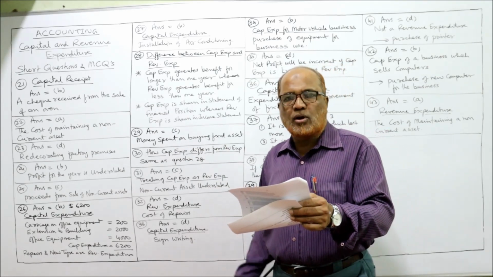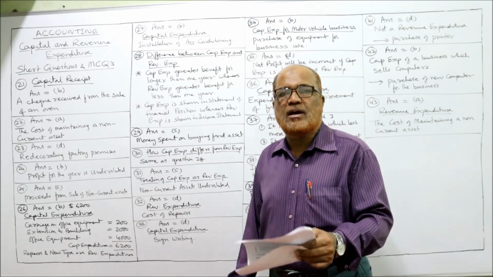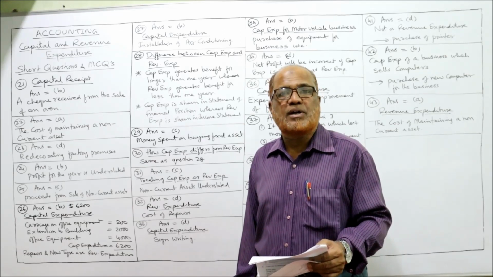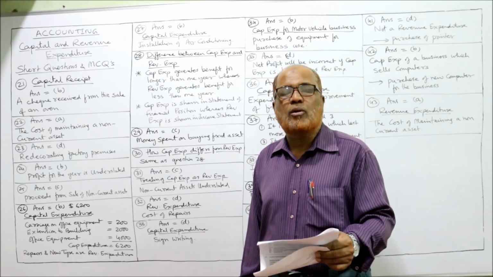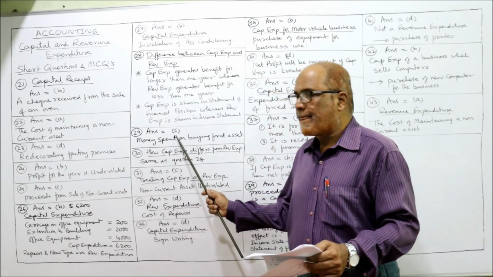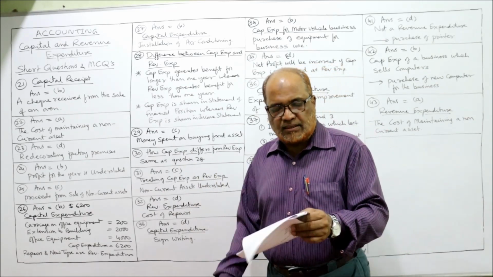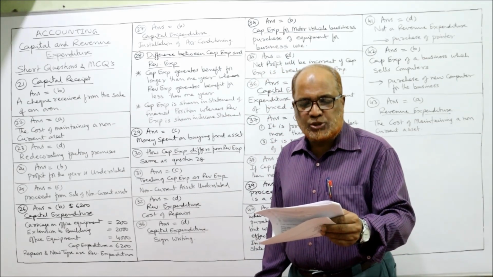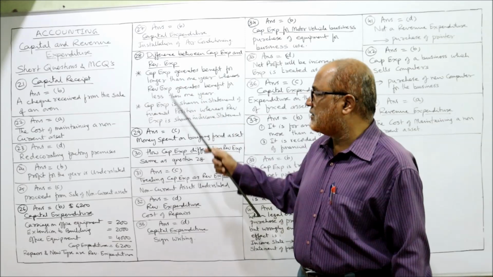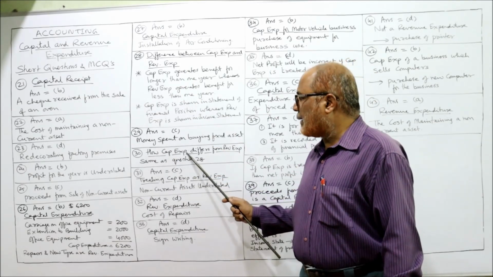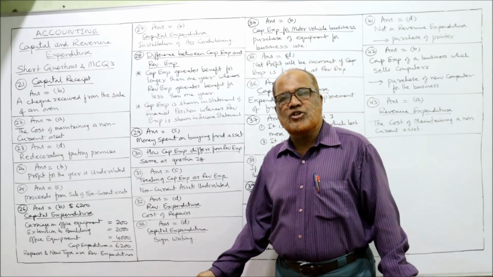Last one, money spent on day-to-day running of the business. It's a revenue expenditure. So only one answer is right: money spent on buying fixed asset is capital expenditure. 29th. 30th. Explain how capital expenditure differs from revenue expenditure. Exactly same as 28th.